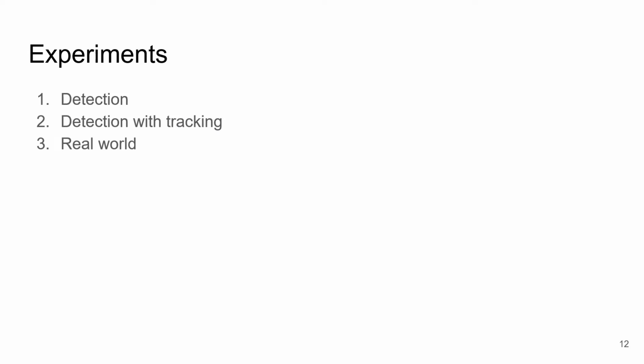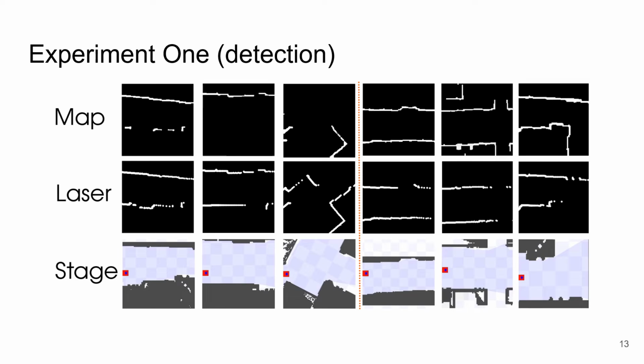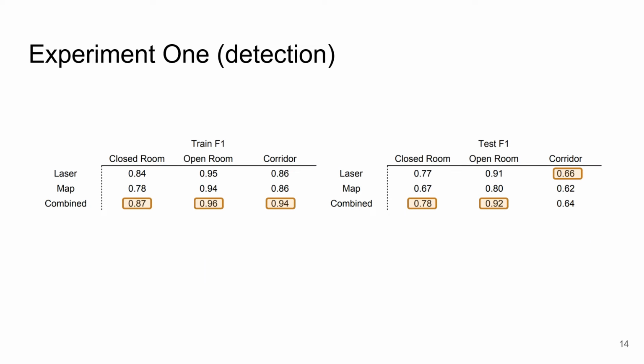To evaluate our model, we conduct 3 experiments. In experiment 1, we use the instances from our dataset without the use of our tracking module. Here you can see the input to our model and the position of the robot in the stage simulator. For each experiment, we report the F1 score, which is a standard classification metric. In this experiment, the combined model achieves a relatively higher F1 score.